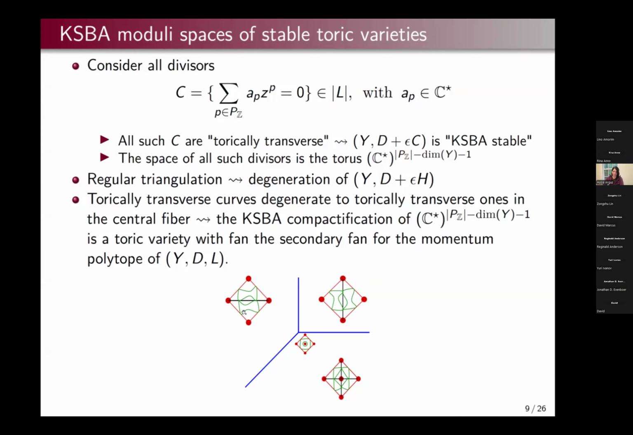So these will tell you the boundary strata on how to compactify this torus. And eventually the KSBA moduli space is going to be the toric variety determined by the secondary fan.